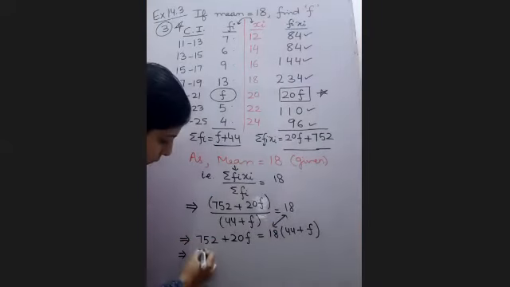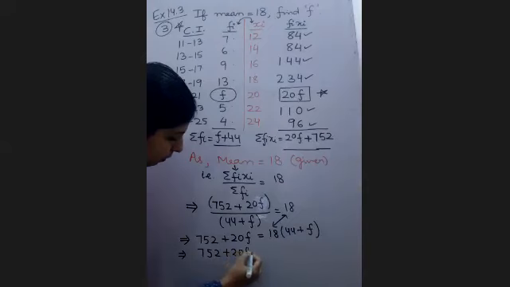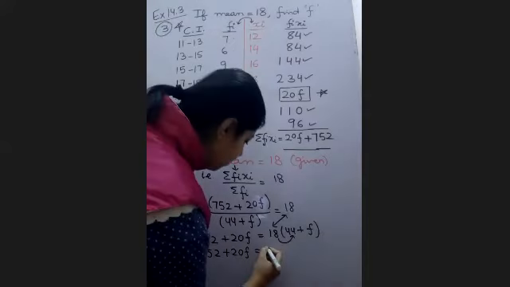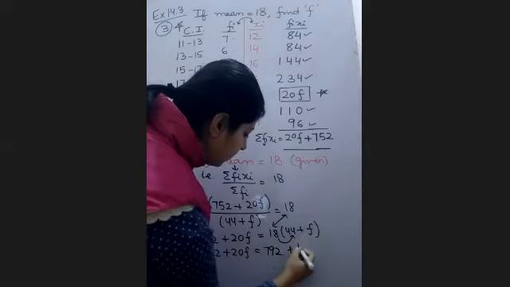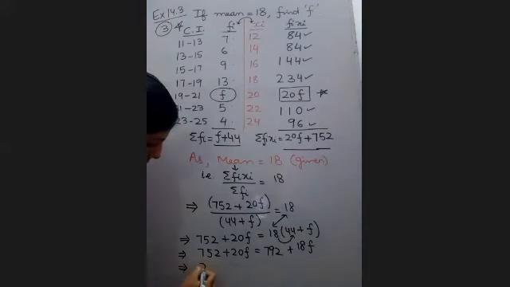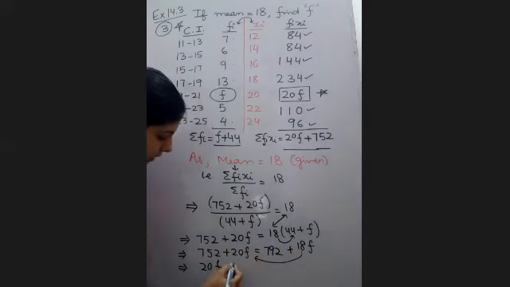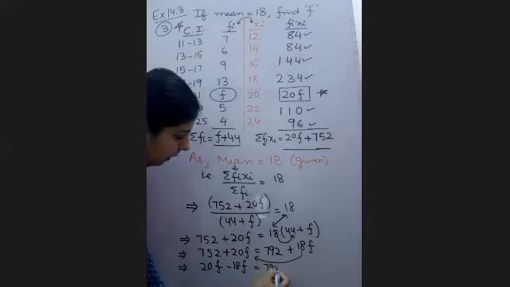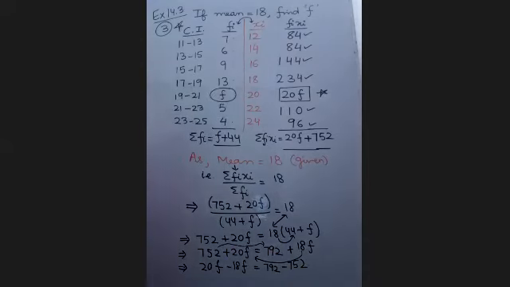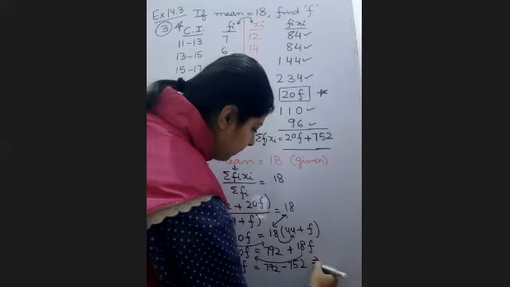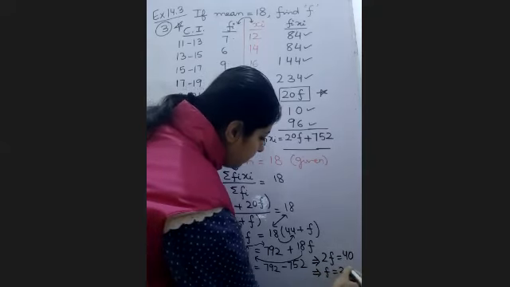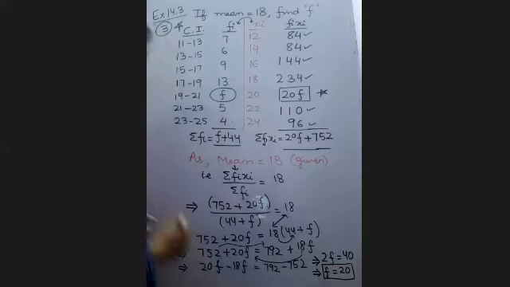So this makes it 752 plus 20f. When you open the bracket, 18 into 44 gives us 792, and 18 into f gives us 18f. Let us rearrange numbers on one side, variable on one side. If I bring 18f here, it will be minus 18f. And let us take 752 that side, so it will be minus 752. That gives me 20f minus 18f, 2f is equal to 40. So f equals 20. Got it, beta? Clear? Yes, ma'am.